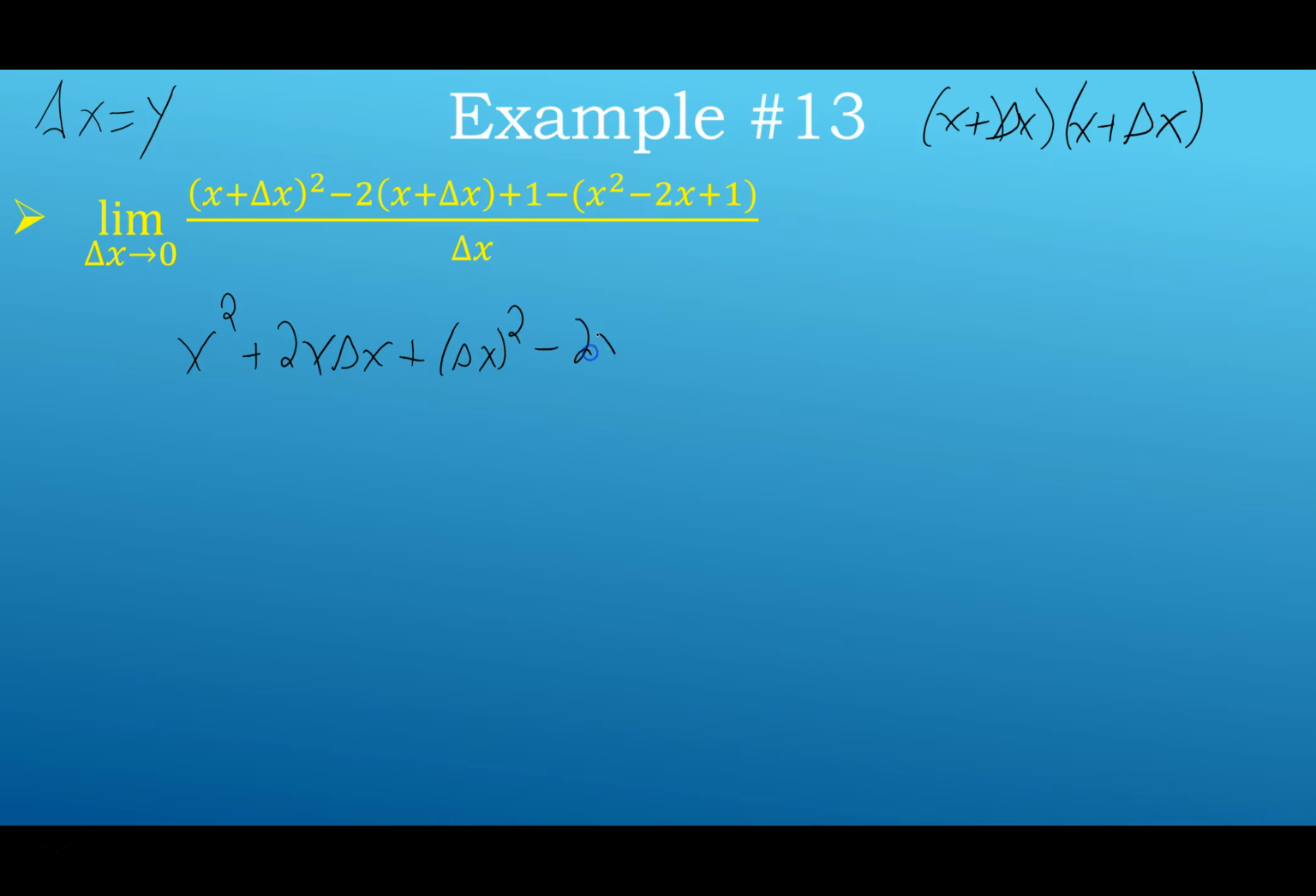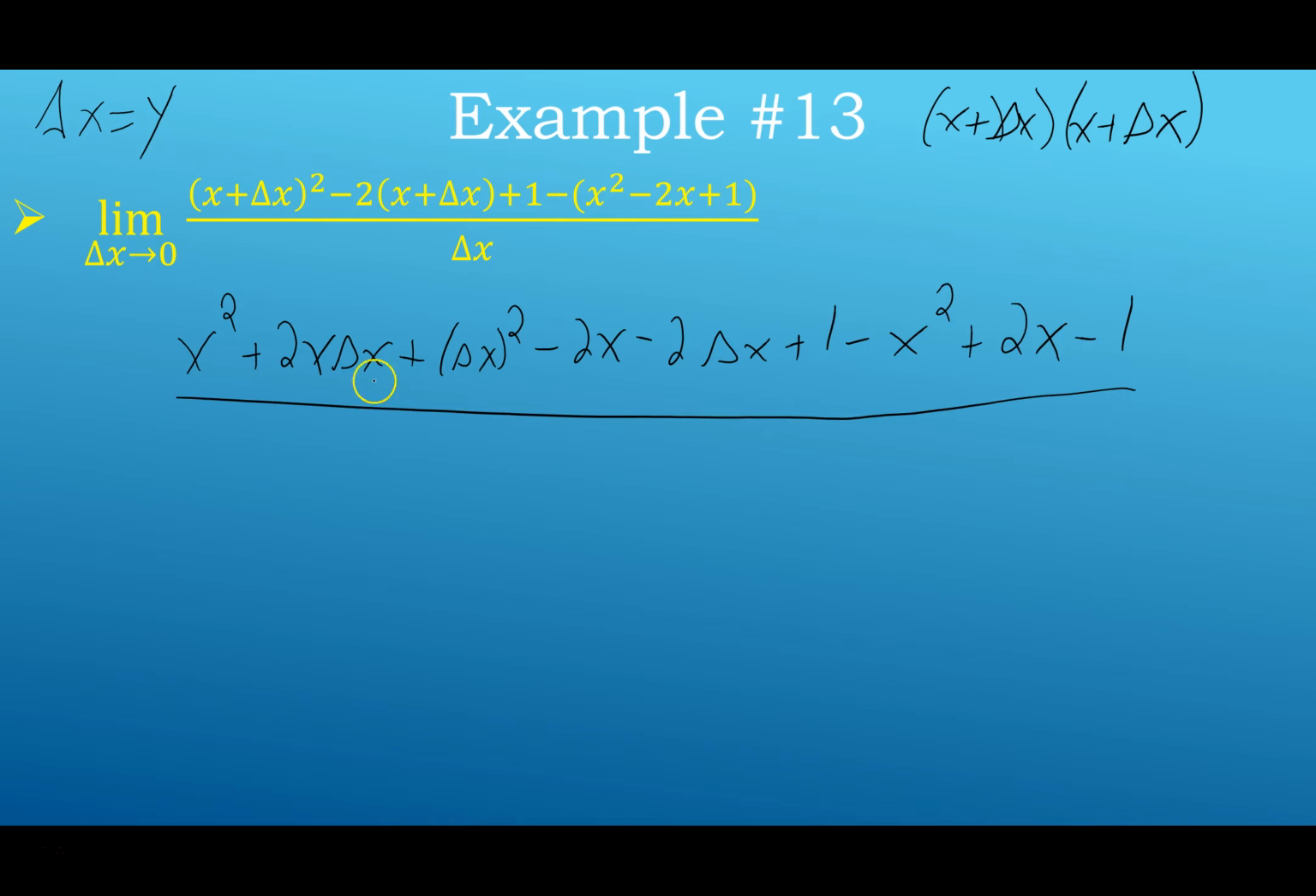And then minus 2x minus 2 delta x plus 1, minus x squared plus 2x minus 1, all divided by delta x. Again, these first three terms right here are from when we FOIL this out. So we get x squared plus x delta x plus x delta x plus delta x squared. Again, I can't combine this x with this delta x because it's a separate variable. Think of, again, delta x as y.